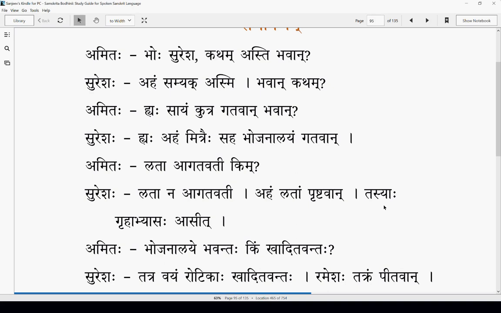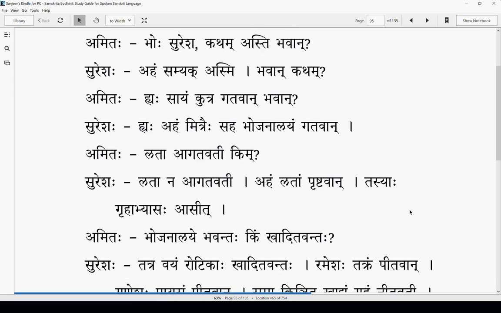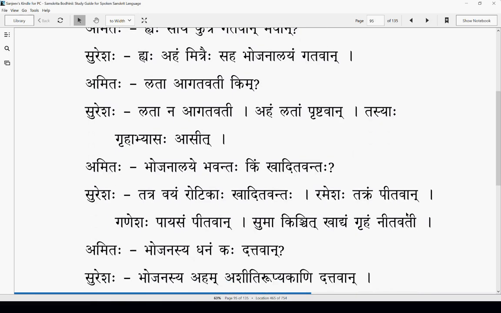Shashti vibhakti. Shashti. Tasya Pustakam. That is Pullingam. In Strilingam it is Tasyaha. Like we have Umayaha, Ramayaha. There is Sa. Sa means she. And Shashti becomes Tasyaha. Means her. Her or hers. Grihabhyasaha asit. Abhyasa means practice. Grihabhyasaha is like a homework. Home practice or homework. Okay, thank you. Okay, next one.